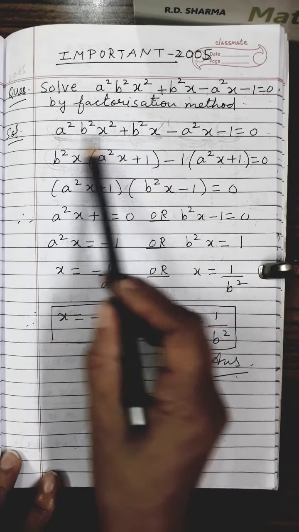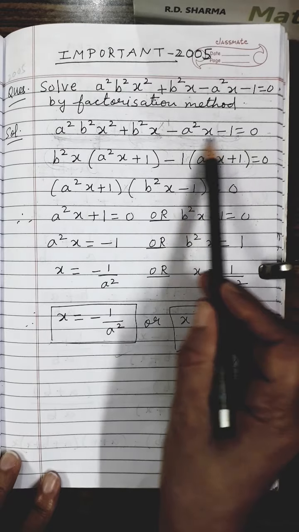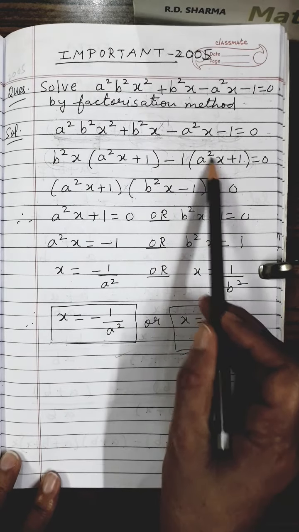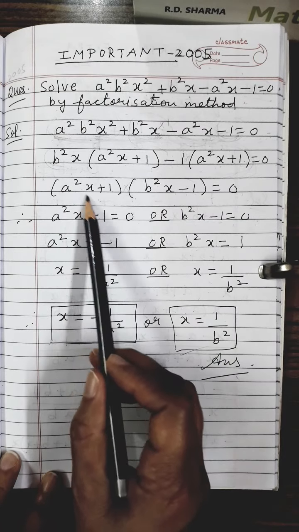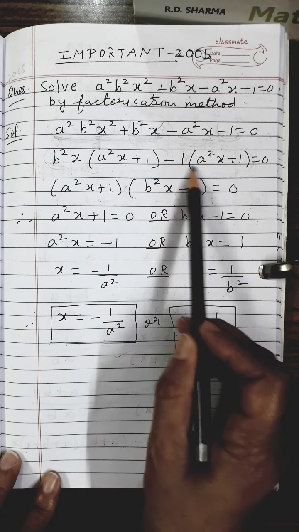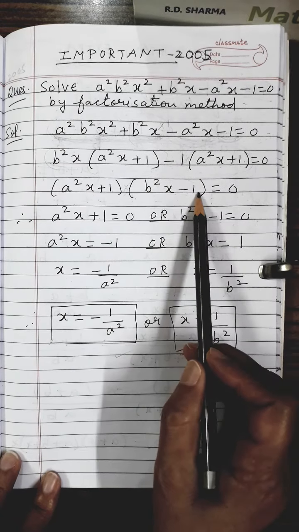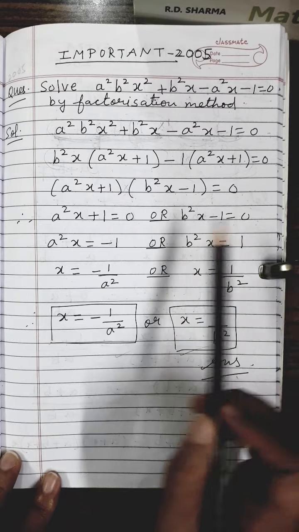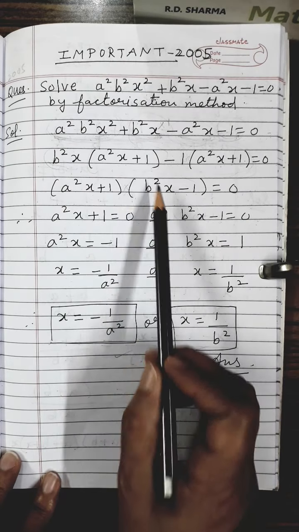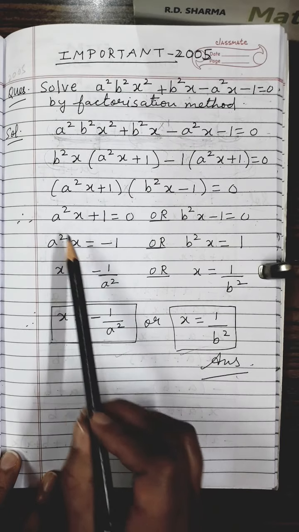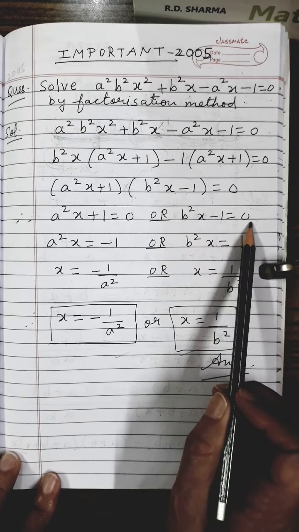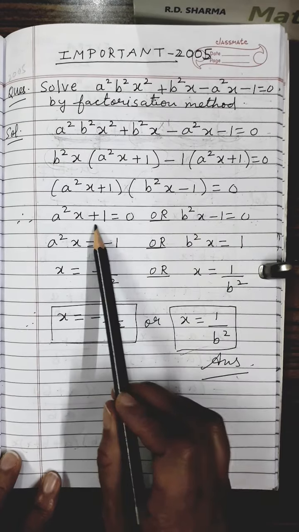Now this is one term, minus, this is second term. What do you see common in these two terms? A square x plus 1, a square x plus 1. So I take out a square x plus 1 common. From the first term what remains? B square x. From this second term what remains? Minus 1. Close the bracket, equals to 0. Now first term into second term equals to 0 means either the first term is 0 or the second term is 0. So I write a square x plus 1 is 0 or b square x minus 1 equals to 0. I will solve these two equations now.